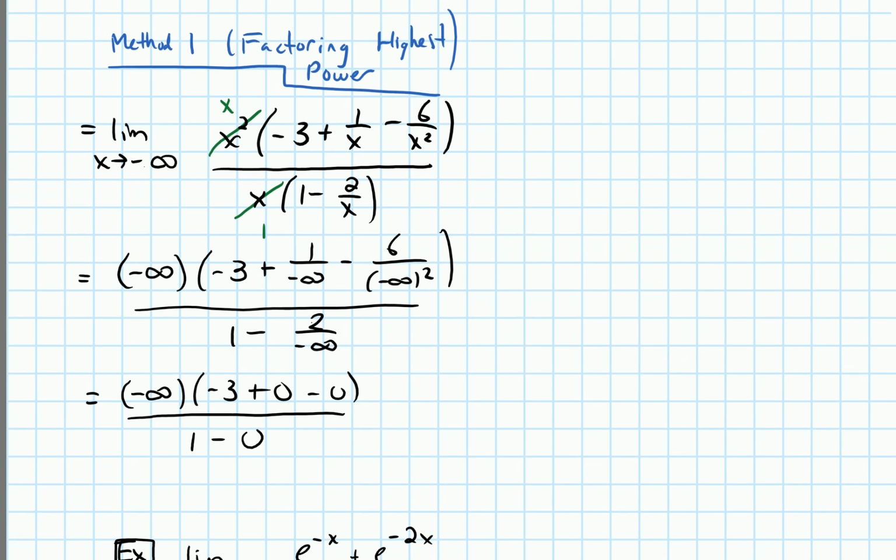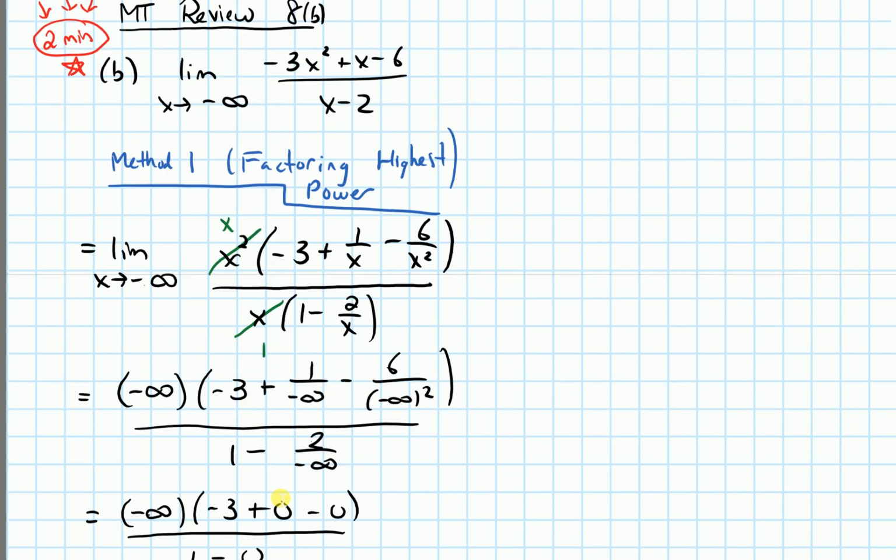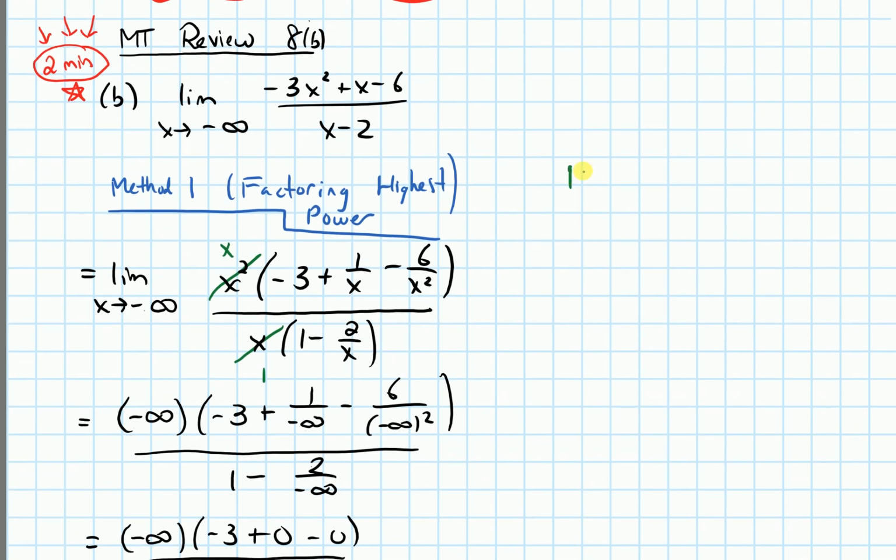On the top, I have negative infinity times negative 3, which is positive infinity. And positive infinity divided by 1 is positive infinity. And that is our answer: positive infinity. So that was without the shortcut. Method 2 is, well, use the shortcut.